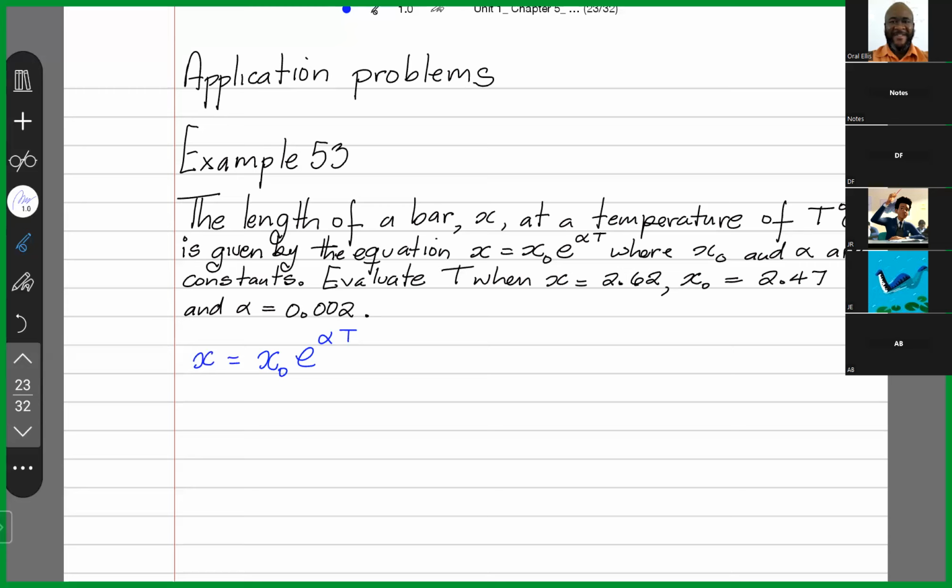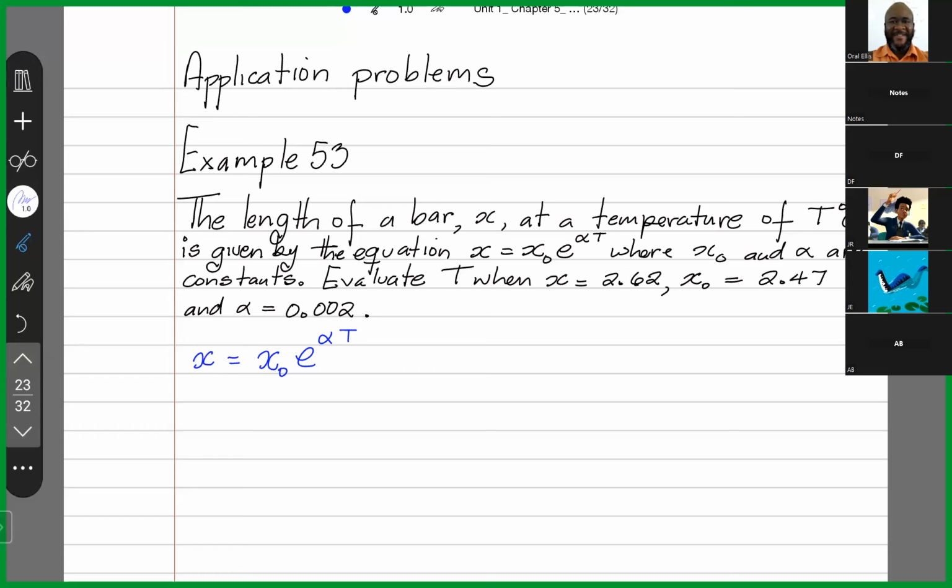Most times whenever you see something like X naught or X subscript 0, that represents an initial value. Meaning an initial value of the length of the bar, maybe the length of the bar at a time when the temperature was ambient temperature or something. Most of the time it represents some initial value.